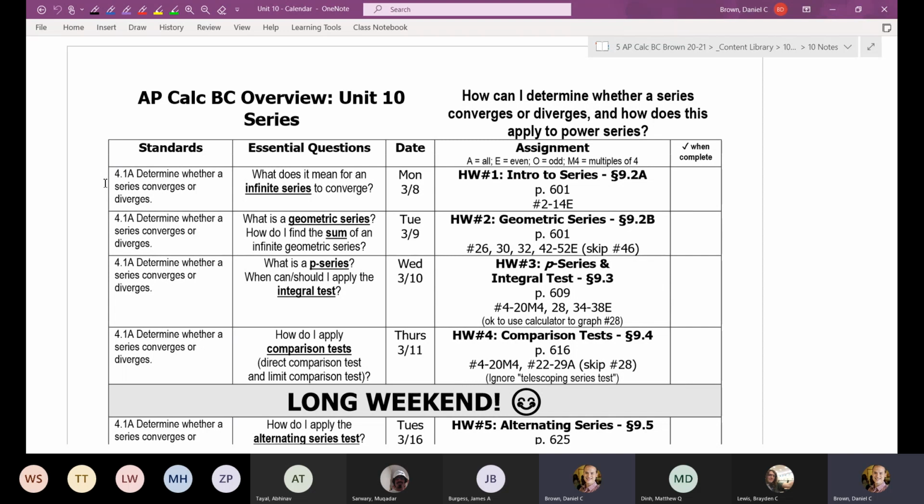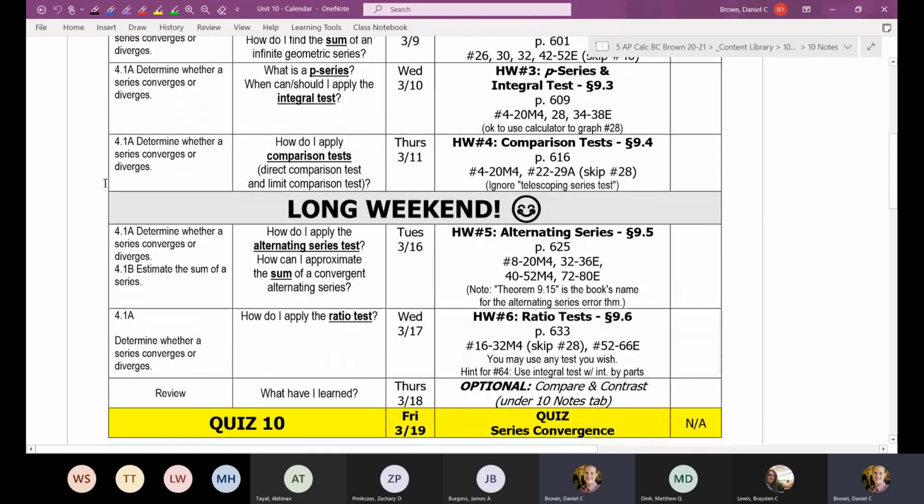But yes, you can get started on that homework. Definitely let me know if you have questions. You want to start making sure you have these series and these tests memorized, because we still have a lot more to go. We have two tests to learn on Thursday. We have the alternating series and the alternating series error bound to do next Tuesday. And then we have the ratio test on Wednesday. Your quiz over the convergence of series is going to be on Friday of next week.